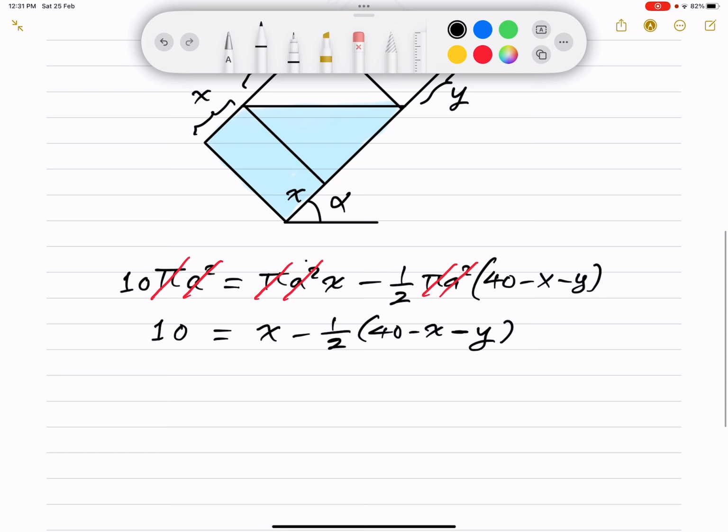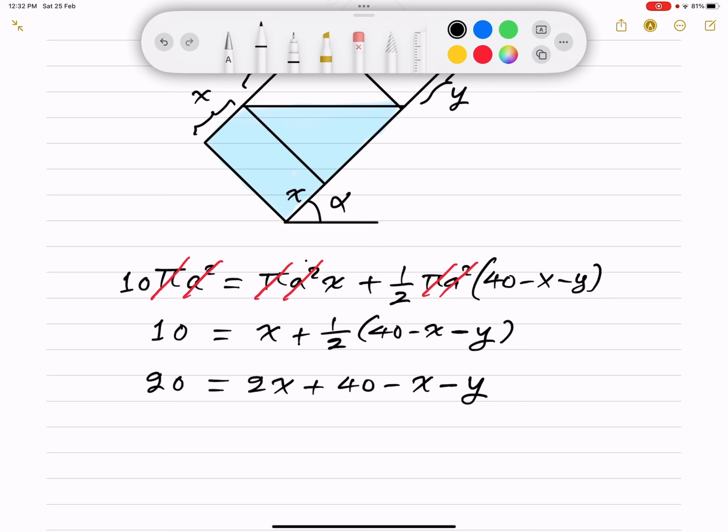Then I'm going to multiply both sides by 2 to get rid of the half there. That's going to give us 20 equals twice x minus 40 plus x. No, this is a plus. The volume of the water is the volume in the lower part plus the volume in the upper part. So it's plus, and this is minus, I'm sorry. Let me do it again. So 2x plus 40 minus x minus y.